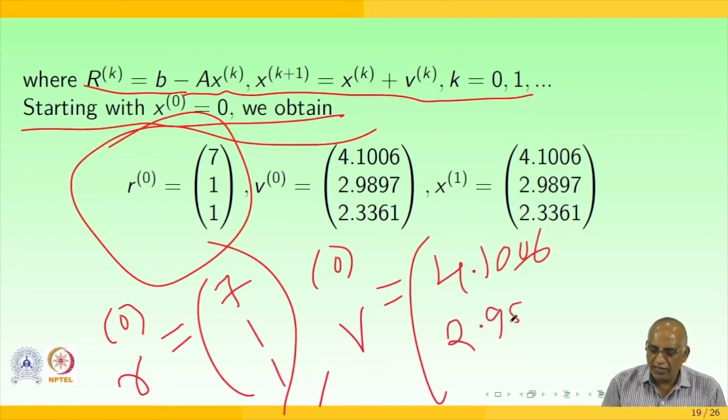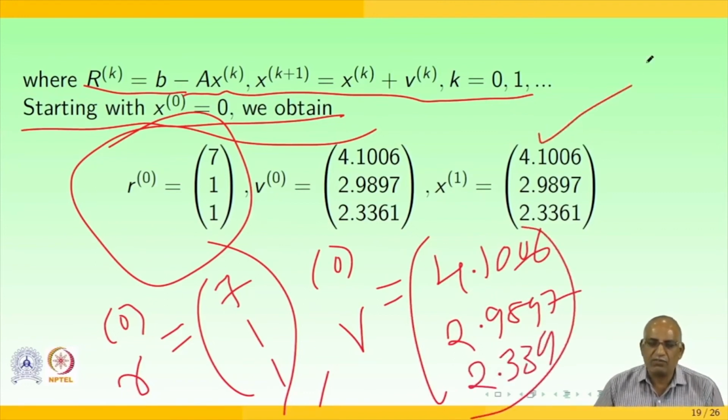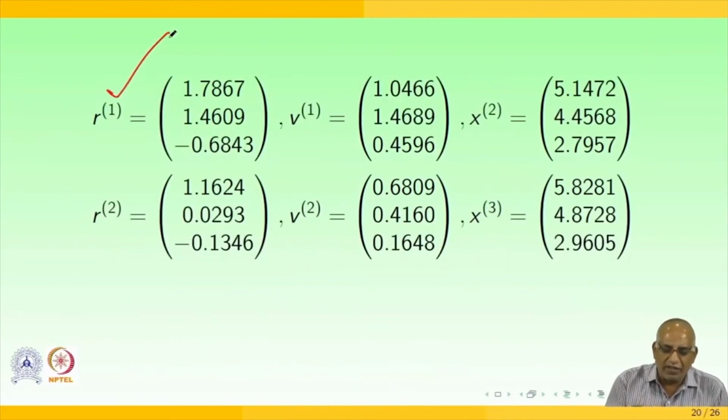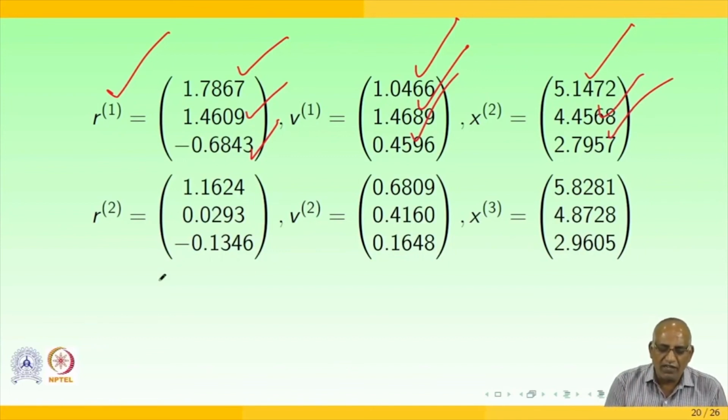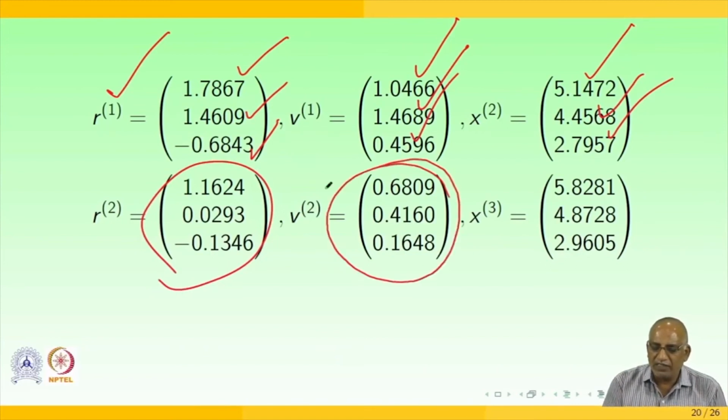V of 0 is 4.1006, 2.9897, 2.3361, and this is x1. And this R of 1 turns out to be 1.7867, 1.4609, minus 0.6843. So V of 1 will become 1.0466, 1.4689, 0.4596, and x of 2 will become 5.1472, 4.4568, 2.7957. So R of 2 will be like this, V of 2 will be like this, and x of 3 will be like this.